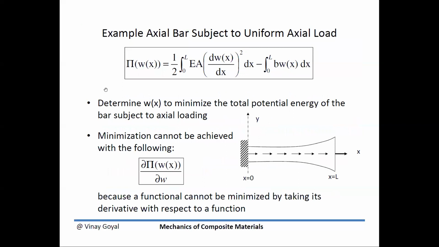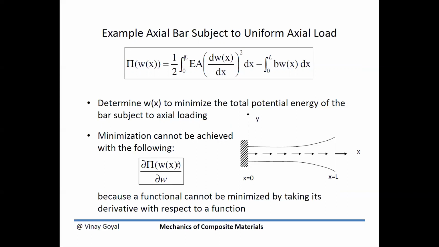So if we were just trying to find the value of x that minimizes a function F, all you have to do is take the derivative of F with respect to x and set that equal to 0. We cannot do that here. We cannot take the derivative of pi with respect to w and then pretend we're going to get the function w that minimizes pi. It's not going to happen. This is not how you do that.